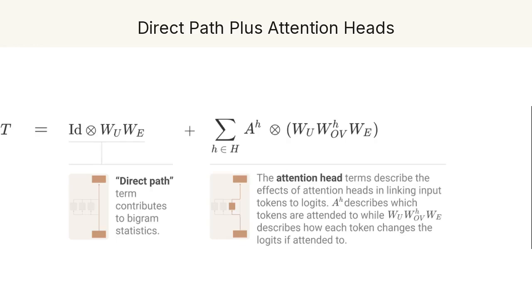Expanding that product splits the model into 2 kinds of terms. First, the direct path. Tokens go straight from embedding to unembedding, with no attention at all. This term just captures bigram statistics, how likely one token is to follow another. Second, 1 term per attention head. Each says, the attention pattern A decides which earlier tokens get attended to, and the OV circuit, W_U W_O W_V W_E, decides how attending to a token shifts the logits. So the model is the boring bigram baseline, plus a clean, additive correction from each head. Every head's contribution is separate and interpretable on its own.